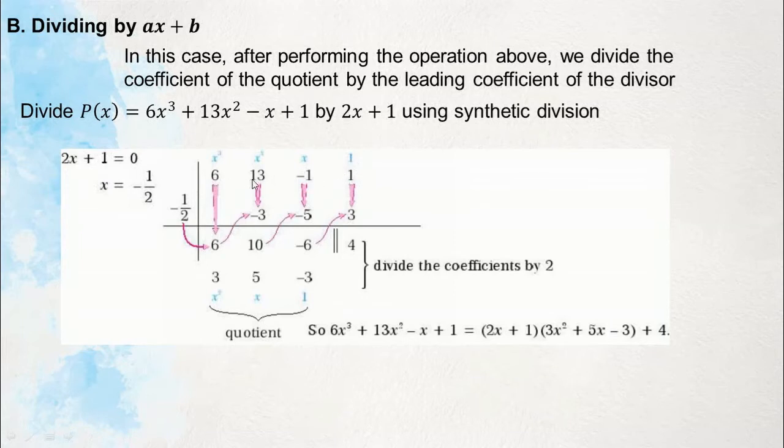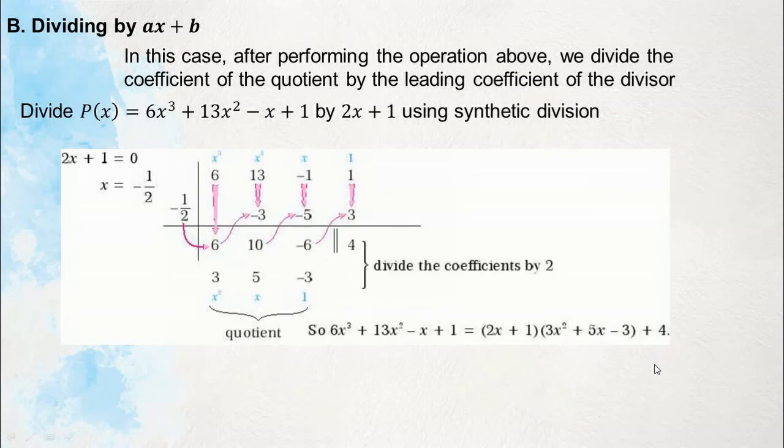Okay, so the coefficients are 6, 13, minus 1 and 1. You put the first 6 down, multiply, and then you will get 6, 10, minus 6, and then you will get the remainder. But because the divisor has the coefficient 2 in front of the variable x, you need to divide all the quotient by 2. So you will get the equation 3x power 2 plus 5x minus 3 plus 4.